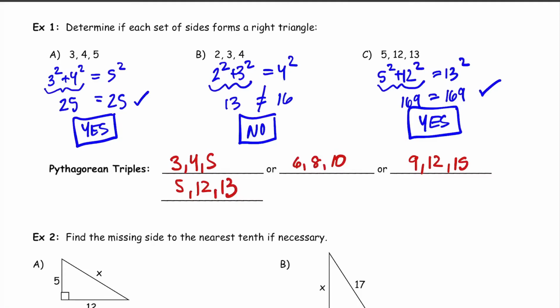So these are just some combinations that you're going to see from time to time. And when you do see those, you can just say it's a Pythagorean triple. It'll save you a little bit of calculation time.